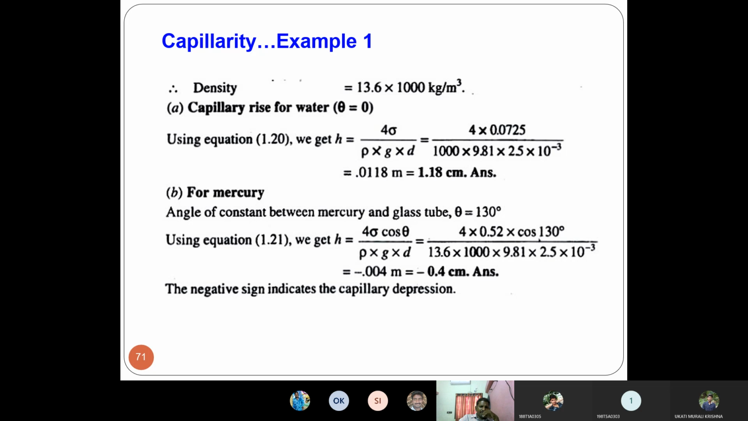First one, capillary rise for water. So for water, theta is equal to 0. h is equal to 4 sigma by rho g d. If we substitute all these things, we will get 0.0118 meter or 1.18 centimeter. For mercury, what is the capillary rise? The angle of contact between mercury and glass tube is 130 degrees, given. h is equal to 4 sigma cos theta by rho g d. 4 into 0.52 into cos 130. Density of mercury is equal to 13.6 into 1000. And the g value as usual and the d value as usual.